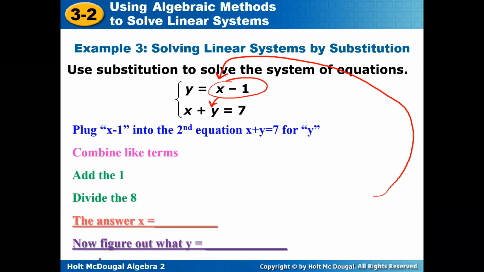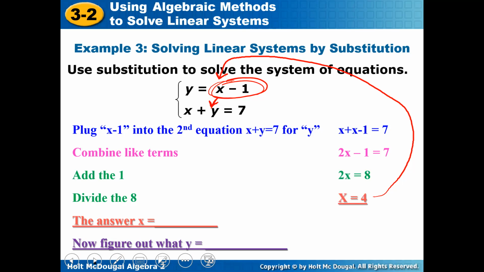Now, remember substitution back in Algebra 1 and Algebra 2, you need to solve for x and y. Well, it's given to you that y equals x minus 1, so you plug it right there for y, and you rewrite the second equation as x plus x minus 1 equals 7. Combine your like terms, you have 2x minus 1. Add the 1 on both sides, you have 2x equals 8. And then 8 divided by 2 gives you a 4. And to find y, you just simply put the 4 right there for x. So 4 minus 1 equals 3 for y.